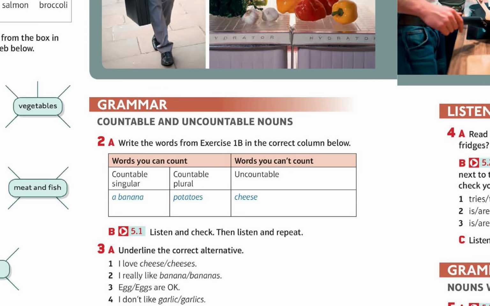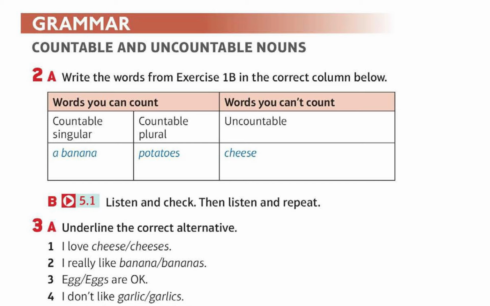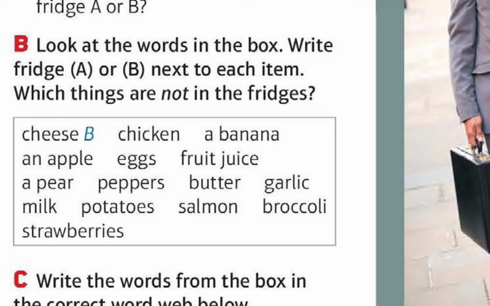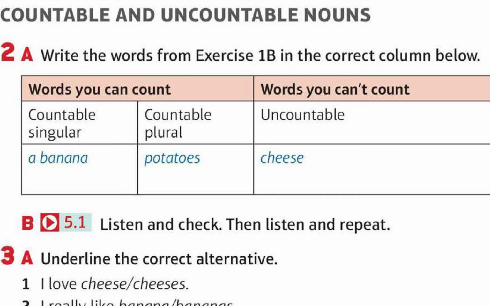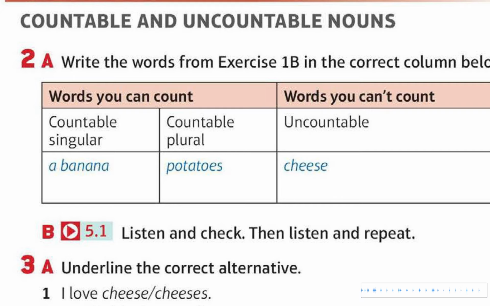Well, now we are doing exercise 2A, countable and uncountable nouns. You see here, write the words from exercise 1B in the correct column below. So we have here words that you can count, countable singular, a banana, countable plural, potatoes, and words you can't count, uncountable, like cheese. So now what you have to do is add the words of the list of 1B to these columns. Write 3 columns in your notebook and add all those words in the right column. Now it's time to practice. We're going to listen to the list of words and you have to check it. Then, once you have listened to all the words, you listen again and then repeat with the audio.